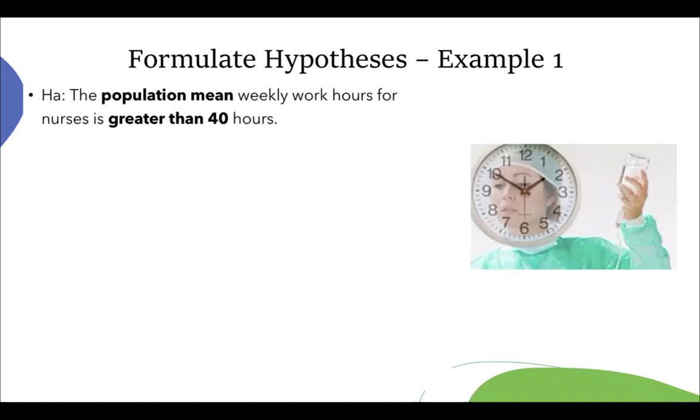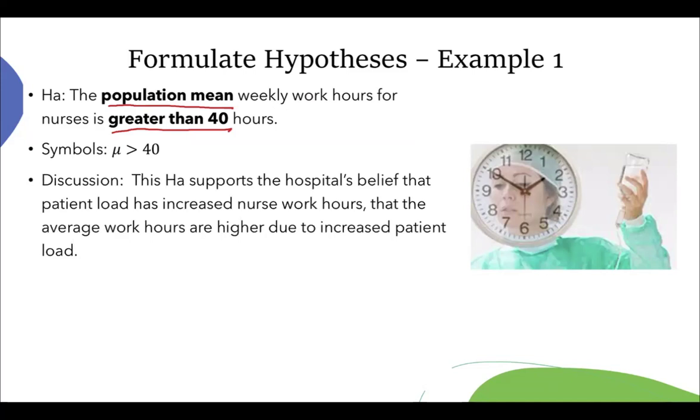The alternative hypothesis, this is where we have our counterclaim, and this is where we state that the population mean weekly work hours for nurses is greater than 40 hours. This was that counterclaim that was presented in the scenario. Symbolically, we're going to write mu greater than 40 hours. And this alternative hypothesis supports the hospital's belief that patient load has increased nurse work hours, that the average work hours are higher due to increased patient load.